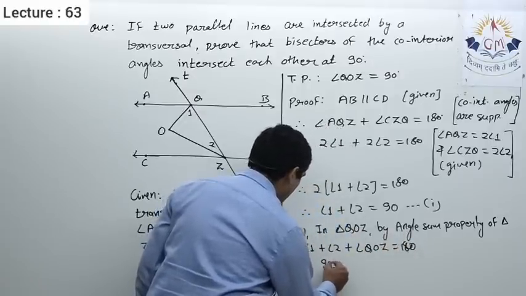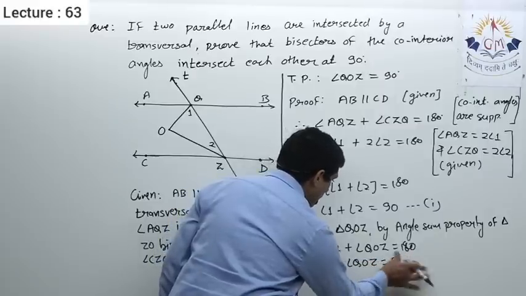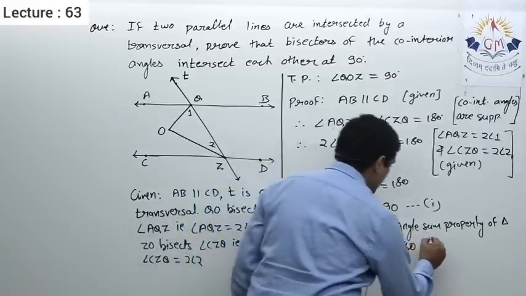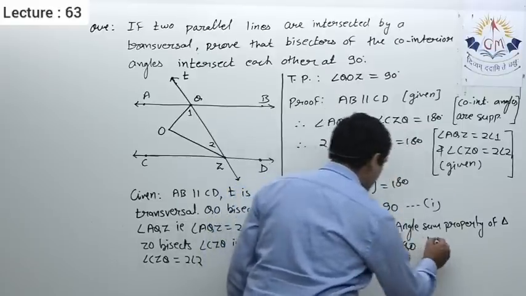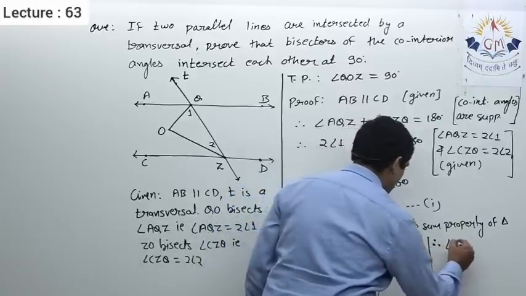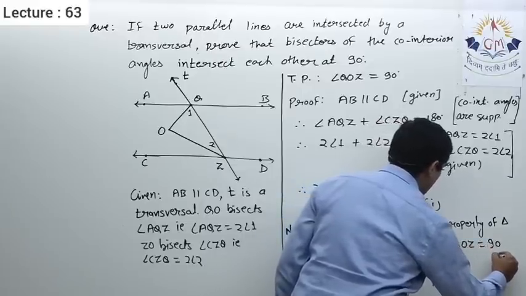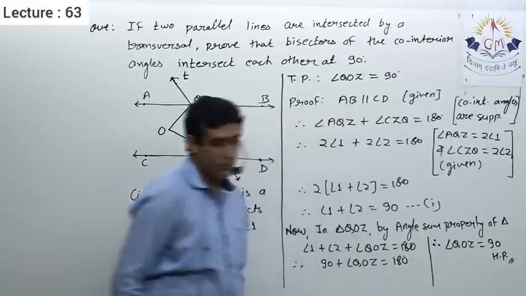Therefore 90 plus angle QOZ is equal to 180, and here I am writing the final concluding line. Therefore angle QOZ is equal to 90 degree, hence proved. So please note it down.